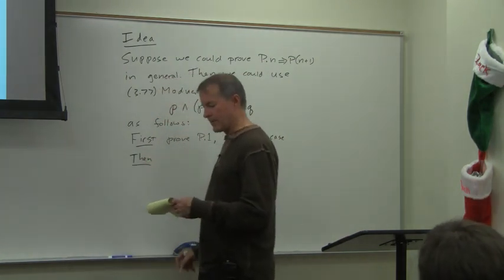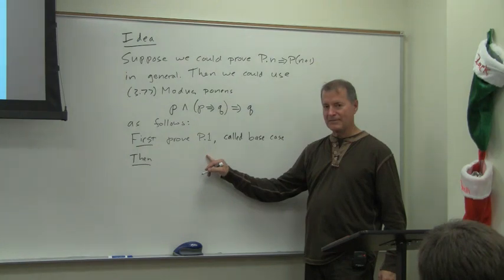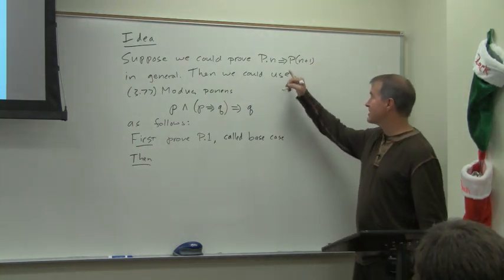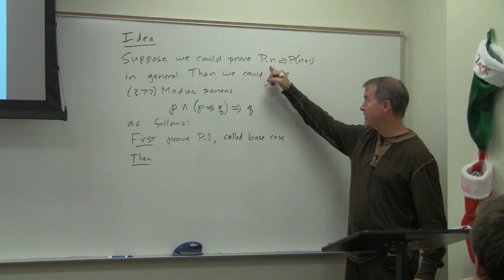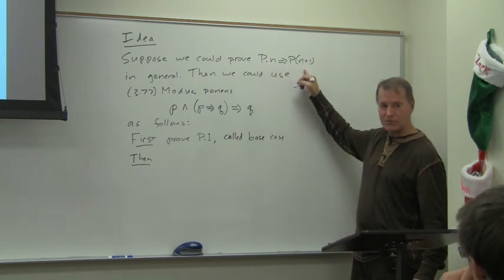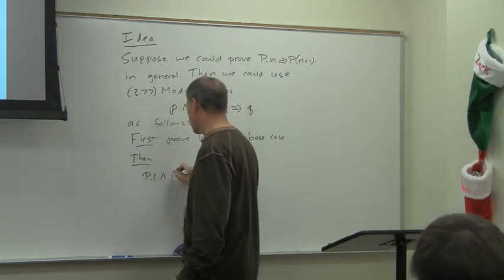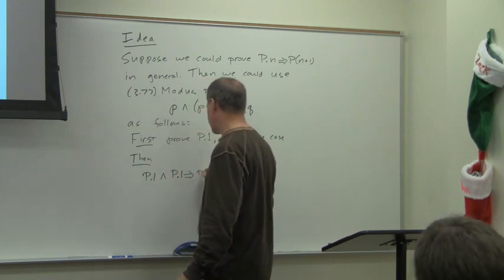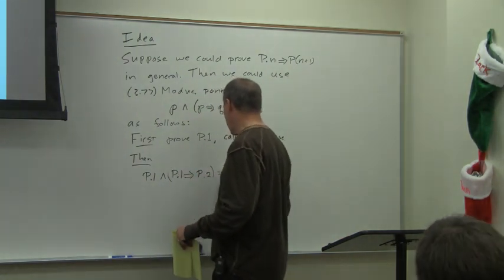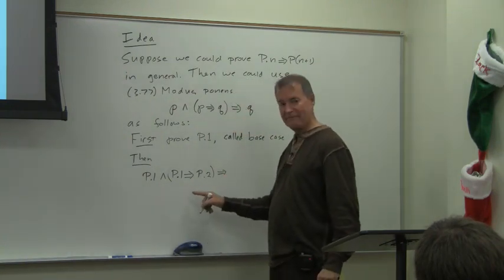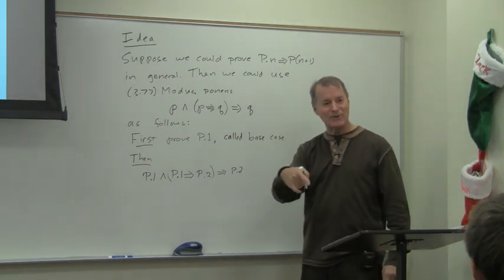Then what happens is we do this. Now watch this. So we've proved P of 1, right? But if we did this in general, what do we know? We know that P of 1 implies P of 2, right? So we have proved P of 1, but we also know that P of 1 implies P of 2, right? So that implies P of 2. Are you with me? So now we have P of 2. All the way down the chain.